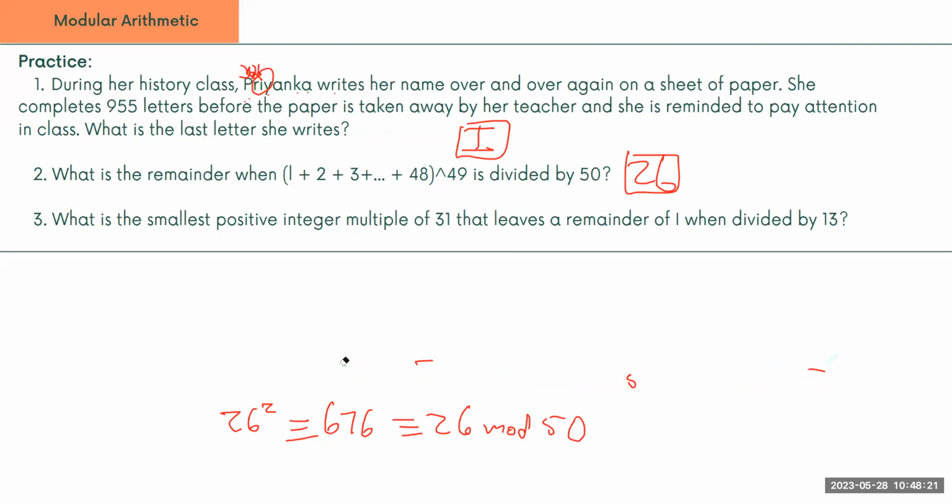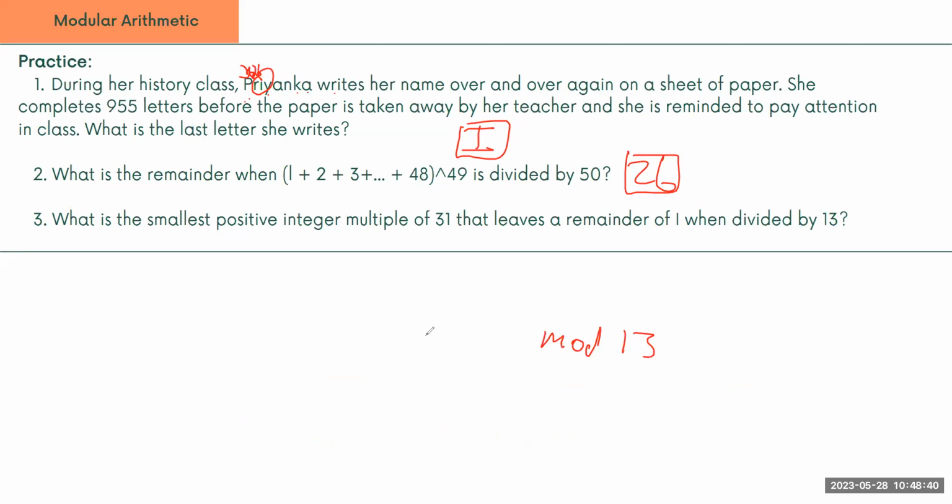Let me erase all of this. We have for our third problem, what is the smallest positive integer multiple of 31 that leaves a remainder of 1 when divided by 13? So basically, when divided by 13 gives us mod 13. So we have something mod 13. And let's say it's a multiple of 31. So let's say our number is going to be 31x, right? So this is congruent to 1 mod 13, right?